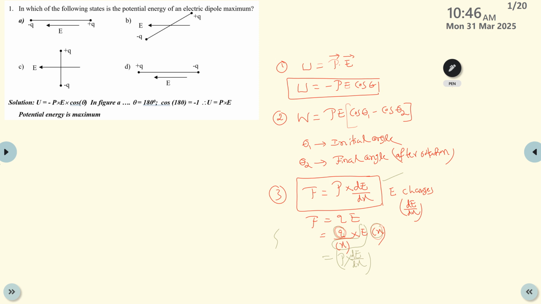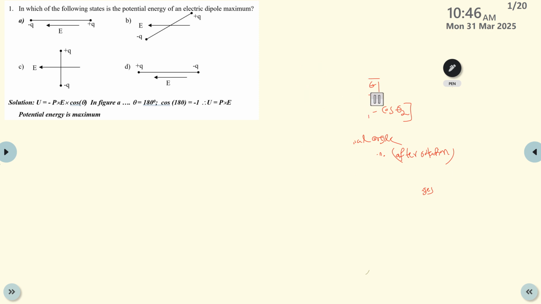I hope that you understood this one. Remember, one set of problems on the potential energy, second set of problems related to the work done, third set of problems related to the force. Okay. Now I will start one by one. Read the question.